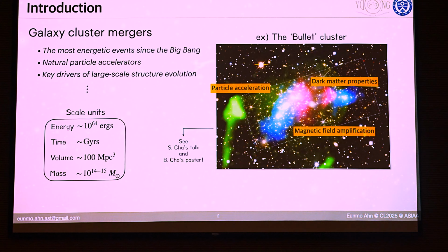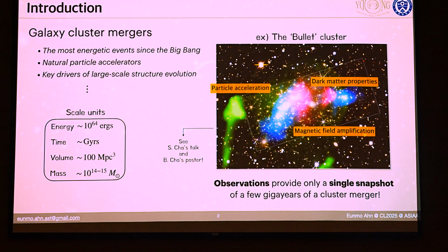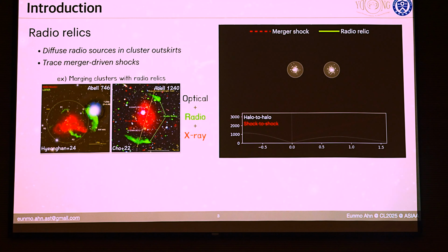So galaxy cluster mergers are the most energetic events since the Big Bang, so we often call them natural particle accelerators, where we can constrain some of the fundamental physics. However, observations provide only a single snapshot of the few gigayears of the cluster merger. And among merging clusters, some exhibit diffuse radio emission in the cluster outskirts, which are known as radio relics.